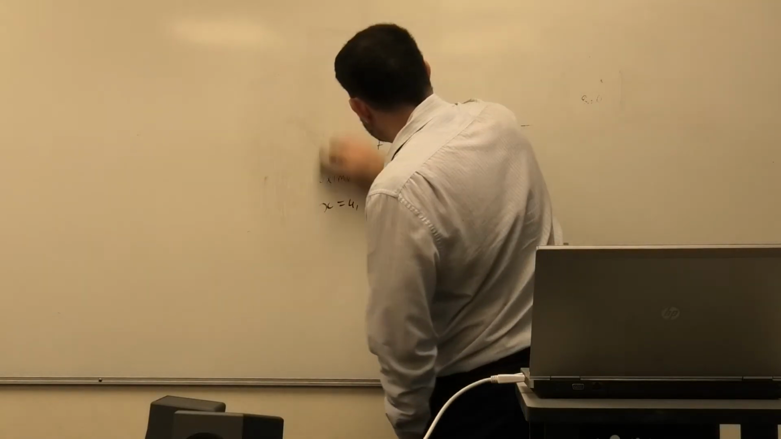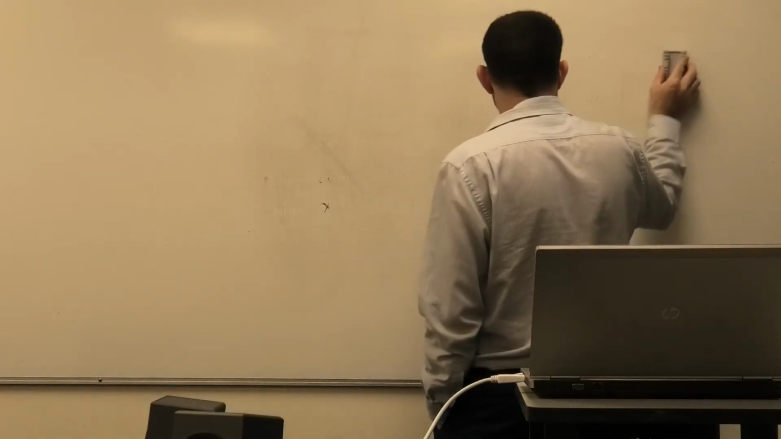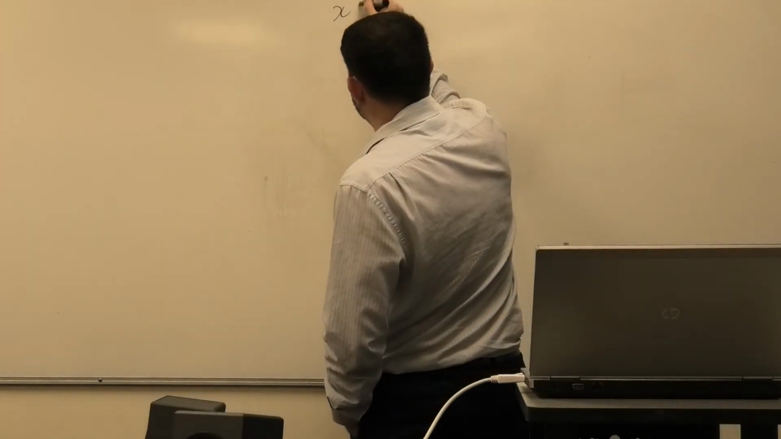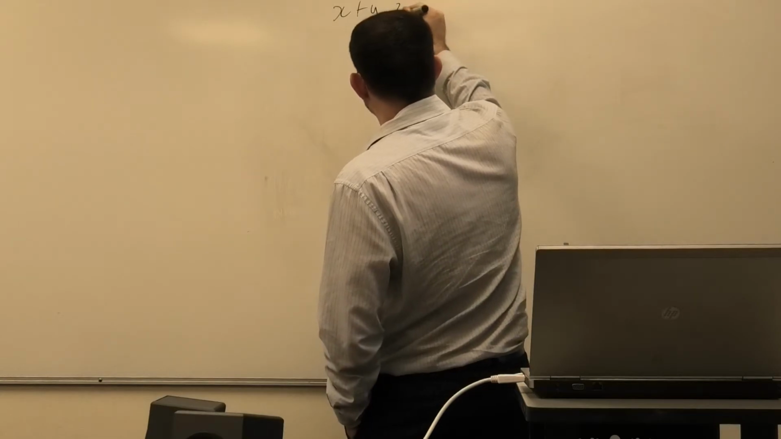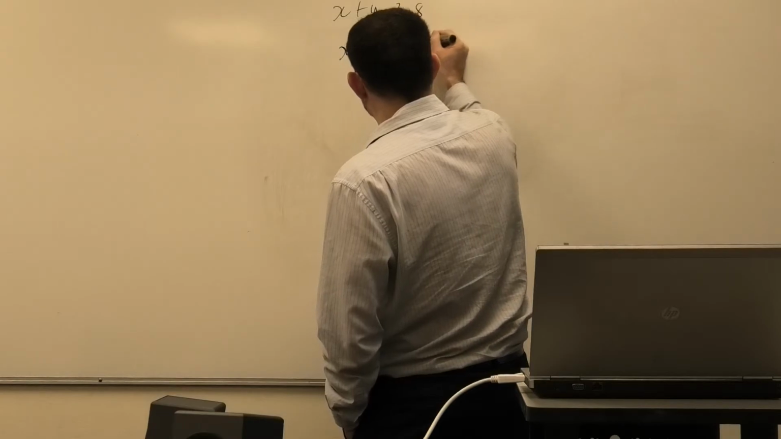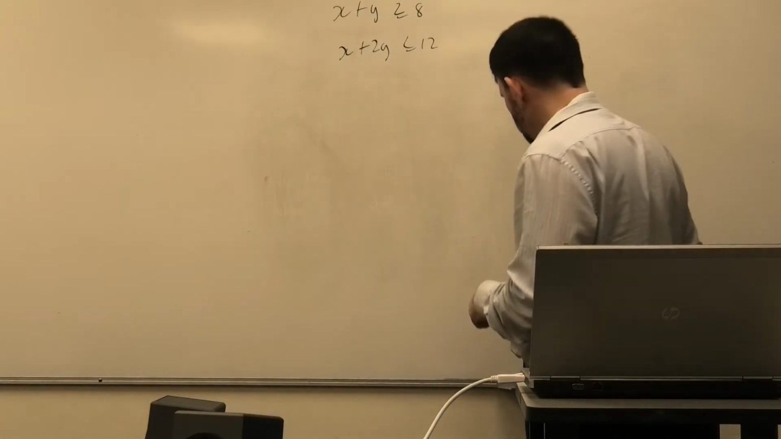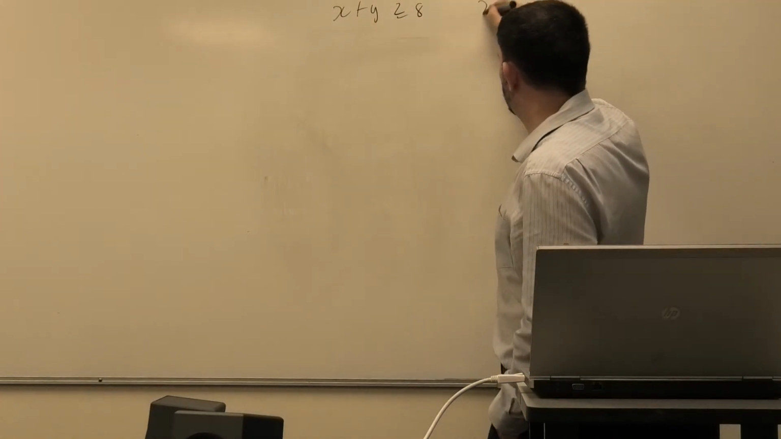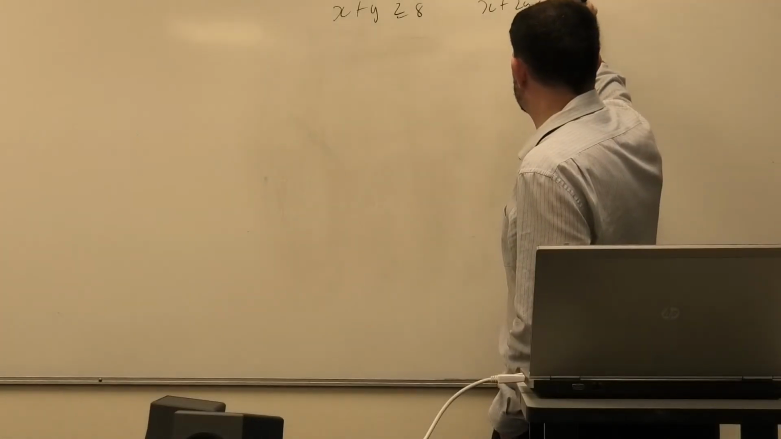Let's have a look back at the constraints that we had beforehand. So the constraints we had was x plus y is less than or equal to 8, and x plus 2y was less than or equal to 12. Okay, so to write that, we'll write that here. x plus 2y is less than or equal to 12.